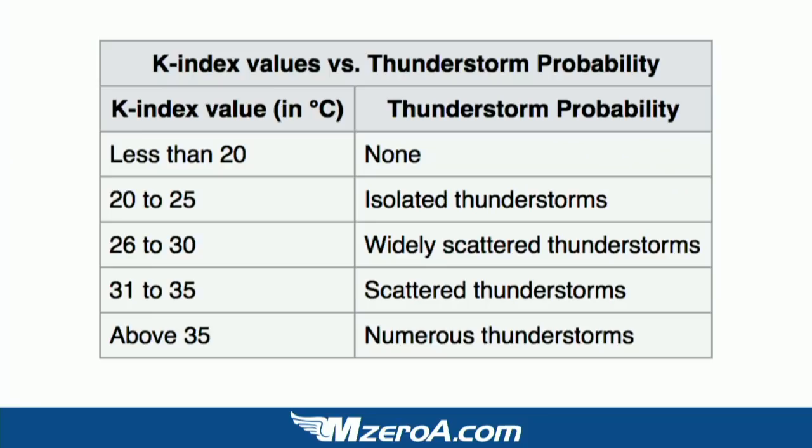I can show you the K-index and some of its values here. Again, its value in centigrade, less than 20, none. You can see as the numbers change, its relationship to the probability of a thunderstorm. We can take that a step further here.